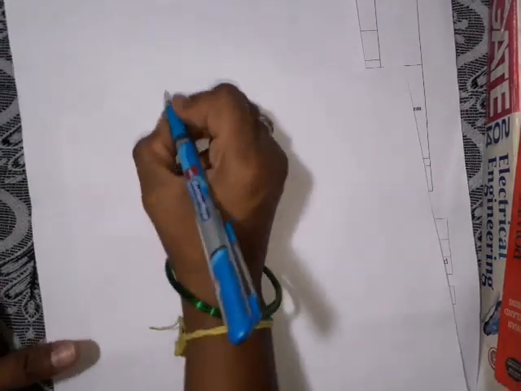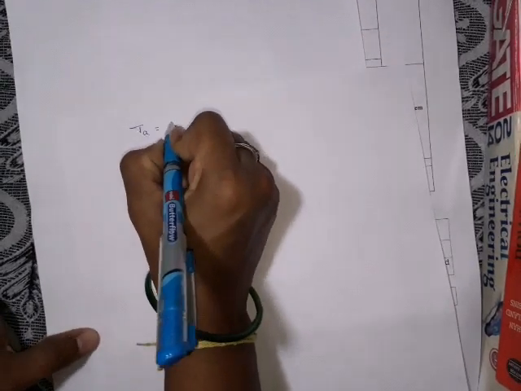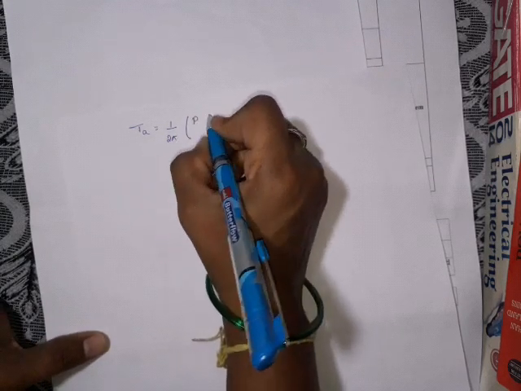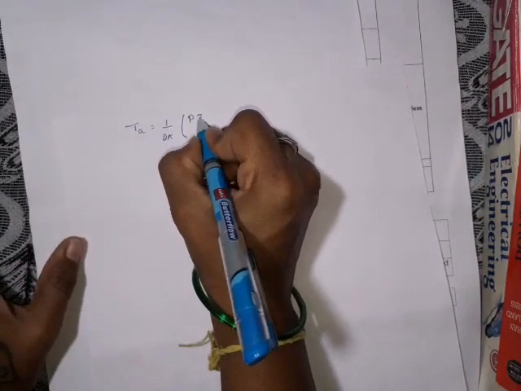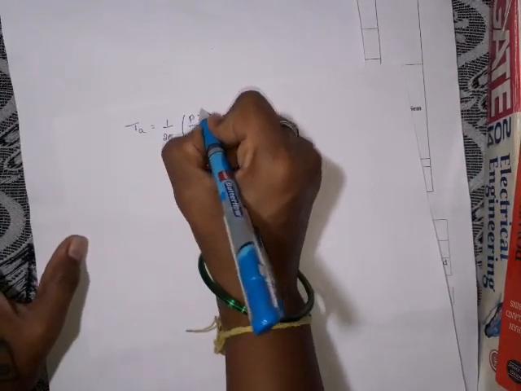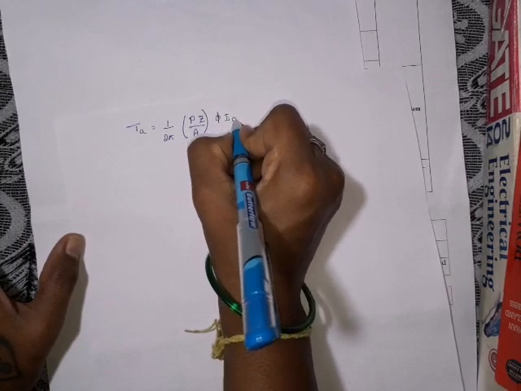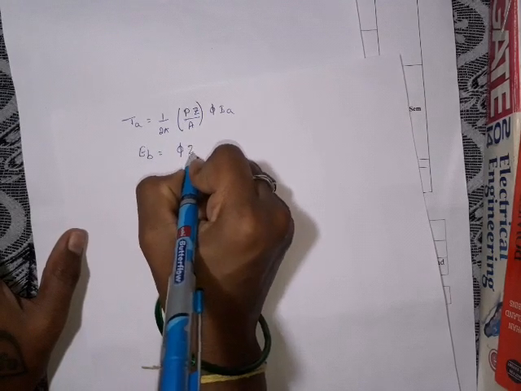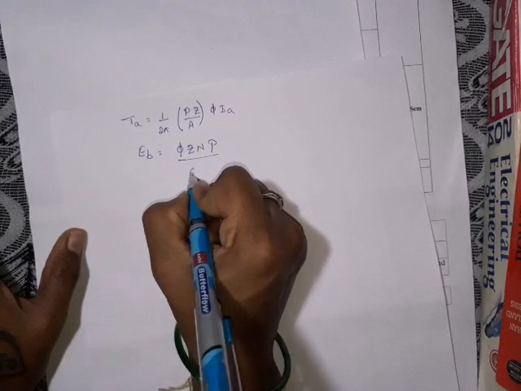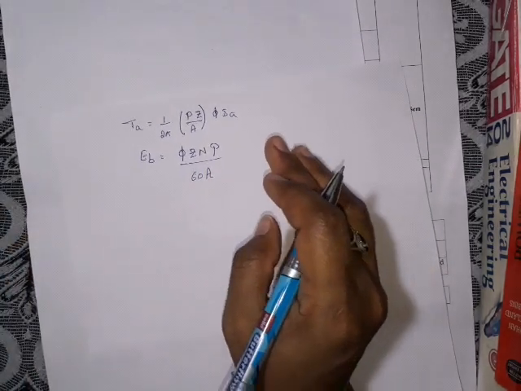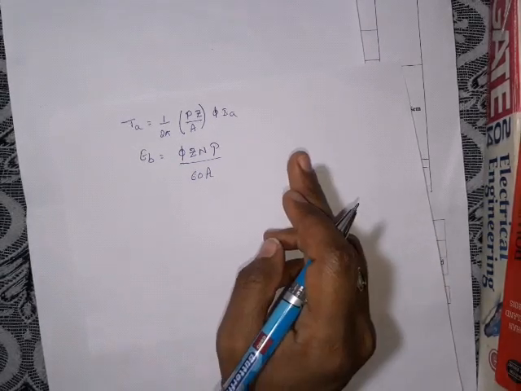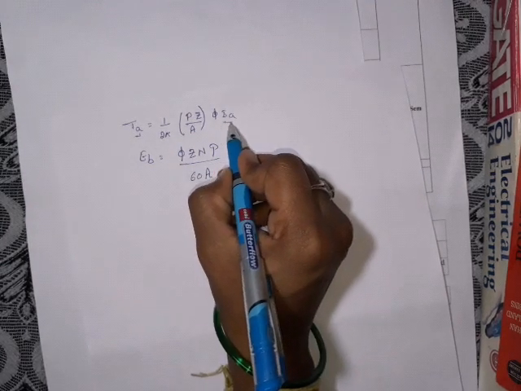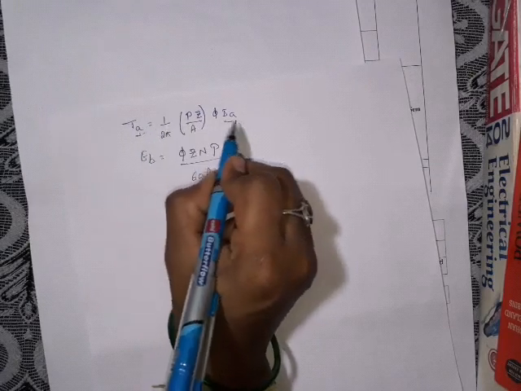As we know, the armature torque equation is given by 1 by 2 pi times P into Z by A, phi into IA. This is the armature torque equation. What is the back EMF equation? Phi Z N P by 60A. Okay. Now we need to plot the graph. Here we have armature torque, here we have armature current. We need to plot a graph between these two.